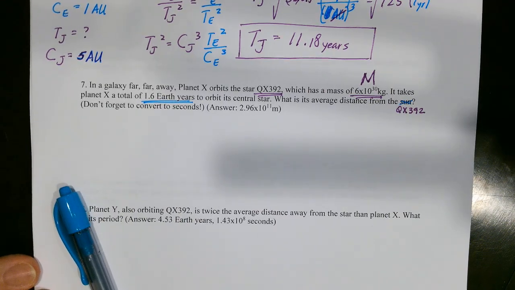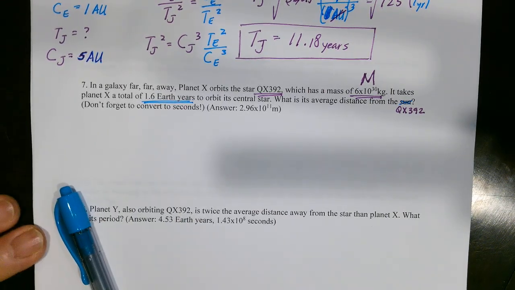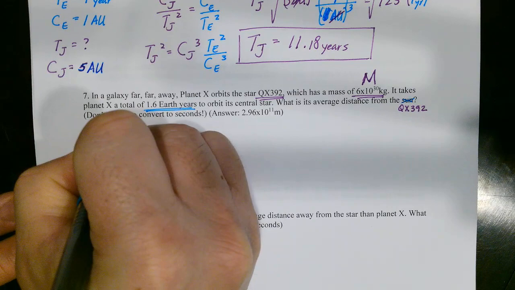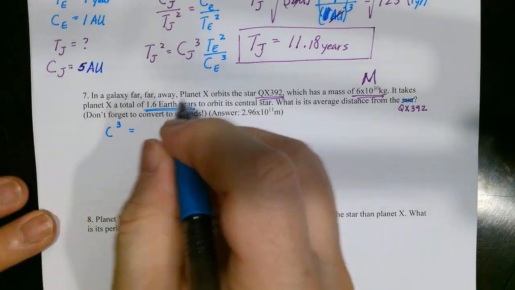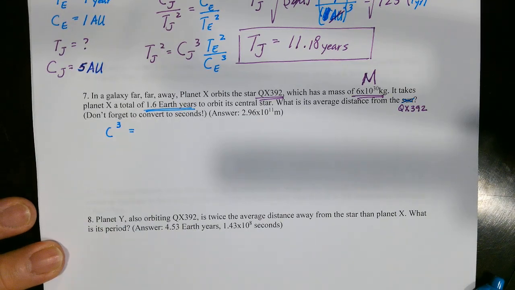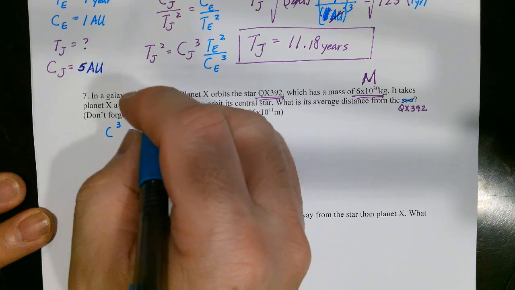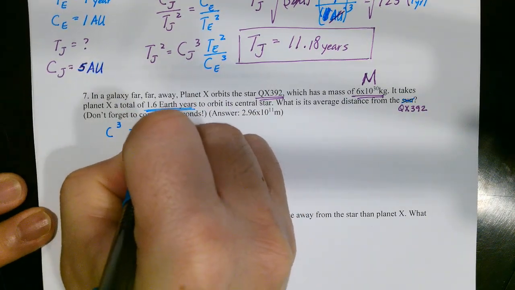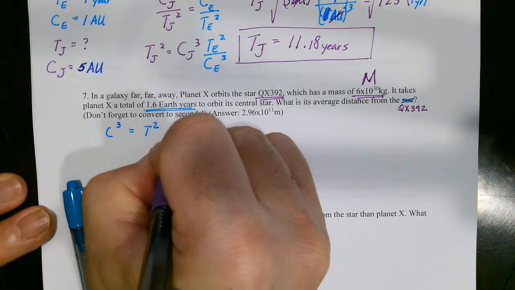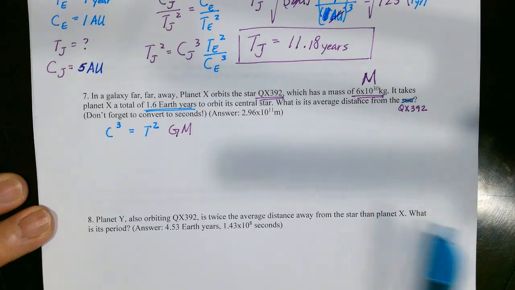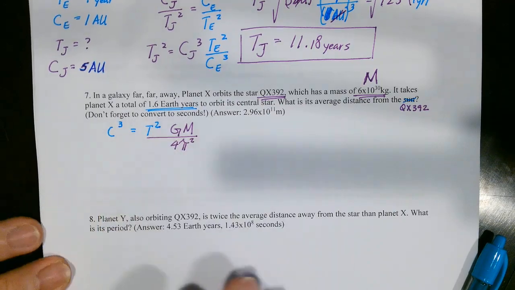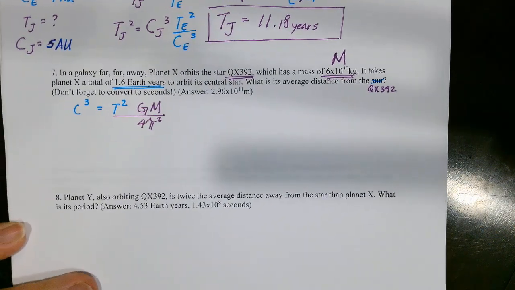So, here what we can do is we can say c cubed is equal to T squared times G times the mass of the central star divided by 4 pi squared. Okay?